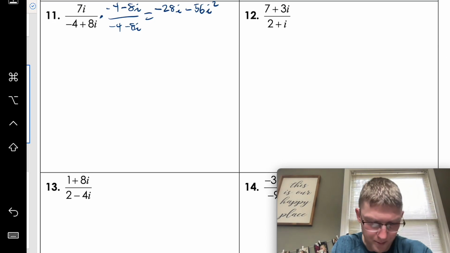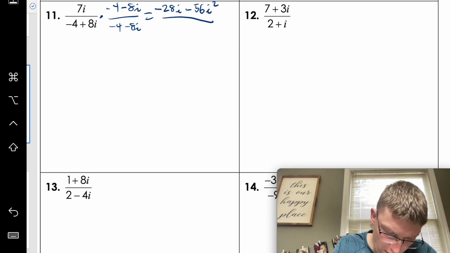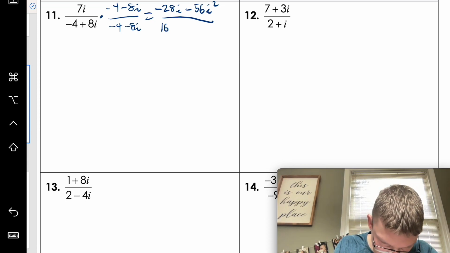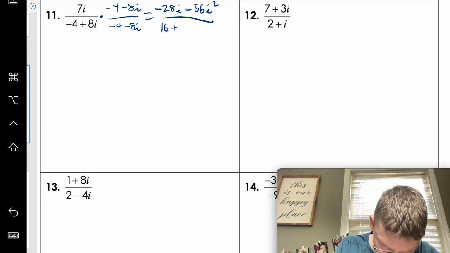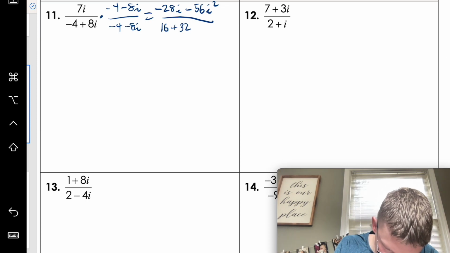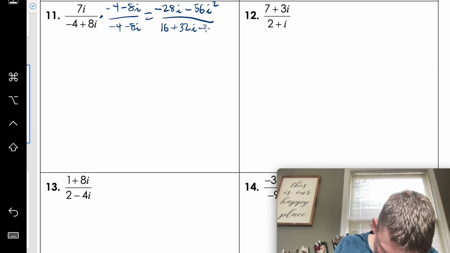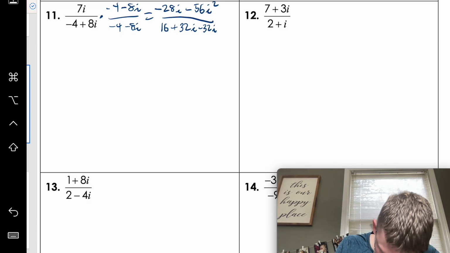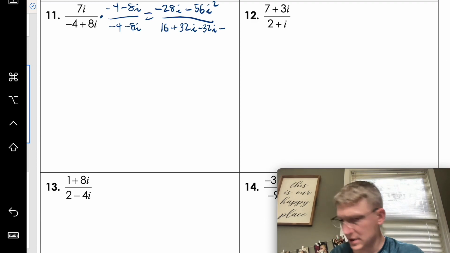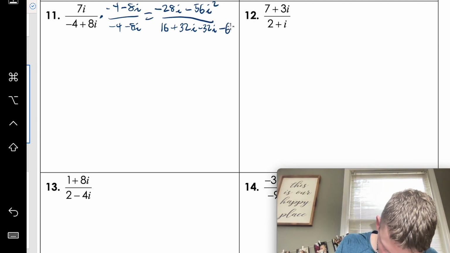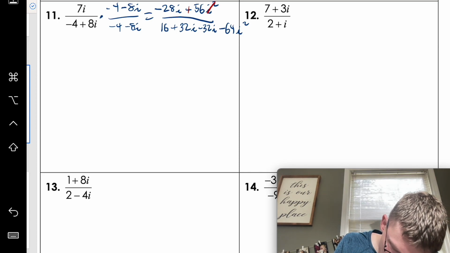56i squared all over positive 16, negative 4 times negative 4. Plus 8 times negative 4 is 32i, minus 32i, minus 8 times 8, which is 64i squared. Our i's are going to cancel out.